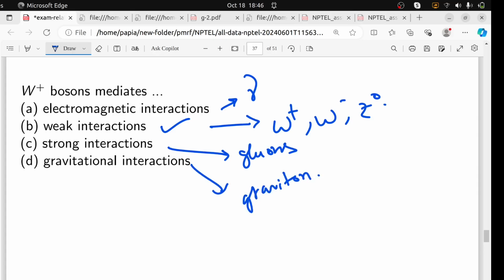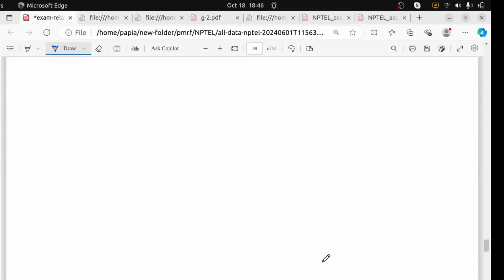But obviously, in nuclear and particle physics, we are not taking care of the graviton. So just for completeness, I wrote it here. That's it. Okay.